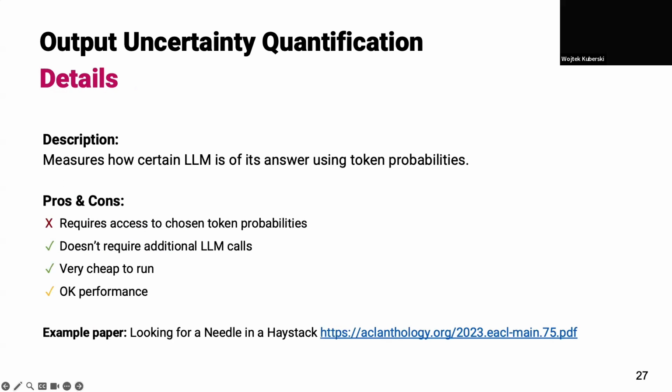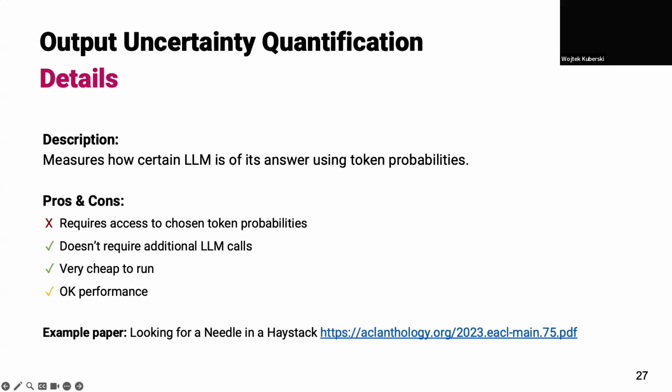In terms of details and pros and cons, we will measure how certain the LLM is of its answers. So we're basically asking the LLM itself of its confidence, and we're using this confidence because token probabilities are basically confidences of the LLM, and we're going to use those to evaluate the quality of the answer. So unfortunately, that means that it obviously requires access to the chosen token probabilities. So the tokens that were actually used in the answer, we need to have access to those, which might not be an option, for example, if you're using GPT-4.